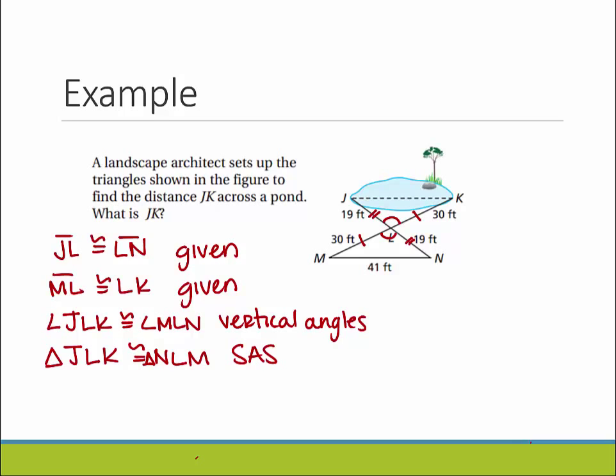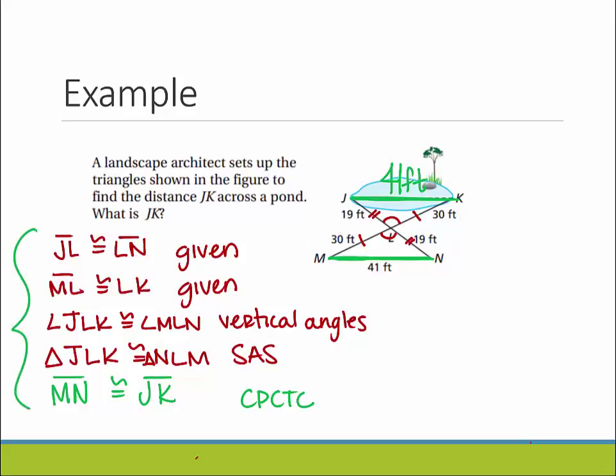from side angle side. Now that we have that these two triangles are congruent, we can use CPCTC to prove any other length is congruent. So this MN has to be congruent to JK. And because of that, we know that JK is 41 feet. Now chances are that's what you got in your head just by looking at the picture, but we need to prove why we can do that, and all of those reasons there help us do that.